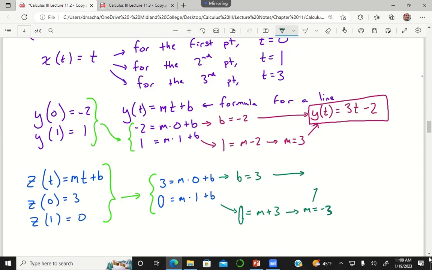So if I combine these ideas, my z-coordinate is given by my parameter t with this linear function. z of t is equal to negative 3t plus 3.